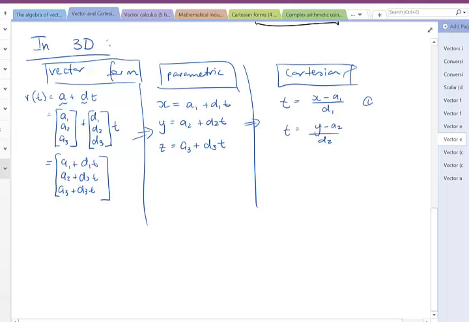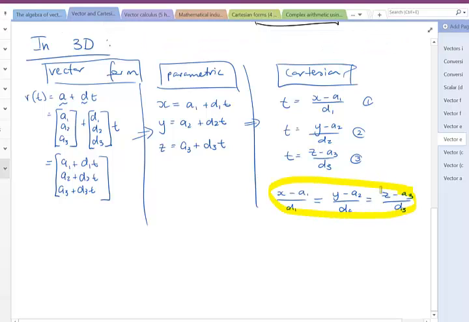And when we isolate t for the z equation, we end up with z subtract a3 on d3. So 1, 2, and 3. And when we equate them all, we get x take a1 on d1, y take a2 on d2, and z take a3 on d3. So in 3 dimensions, we're not going to do anything more with that. That will be what we use to represent the Cartesian form of the equation. We cannot turn it into an equation that represents those 3 variables.